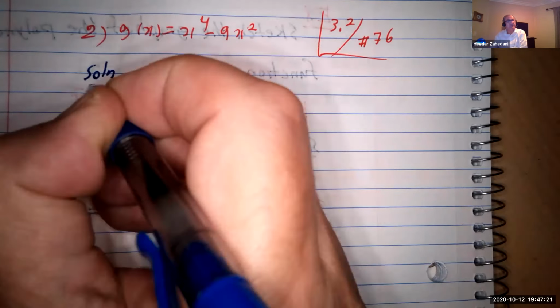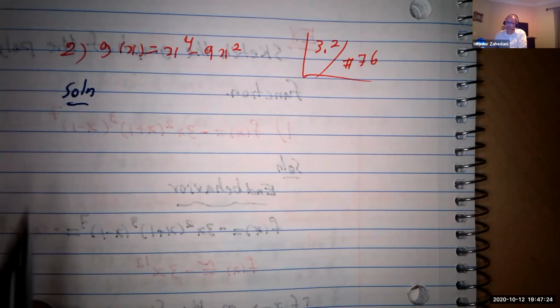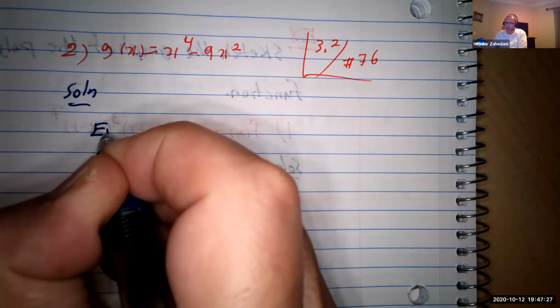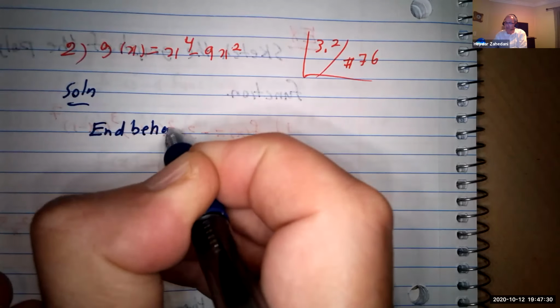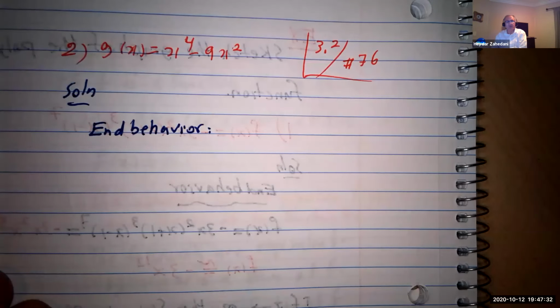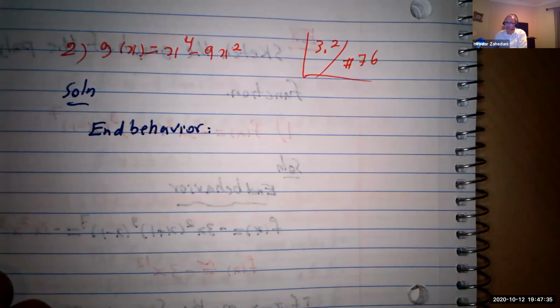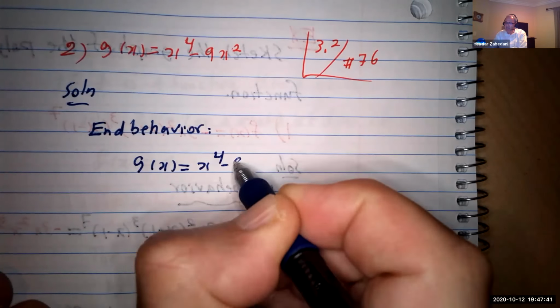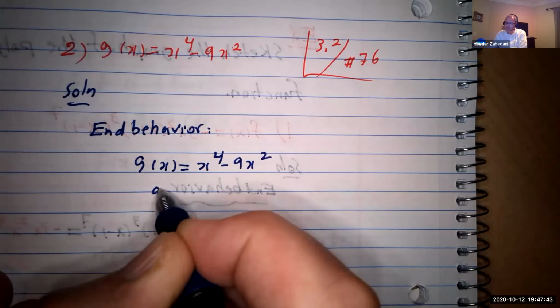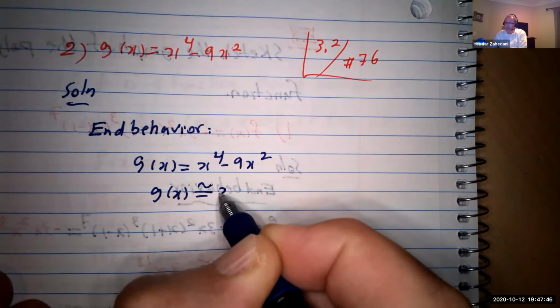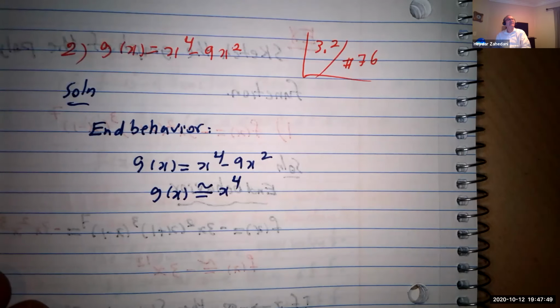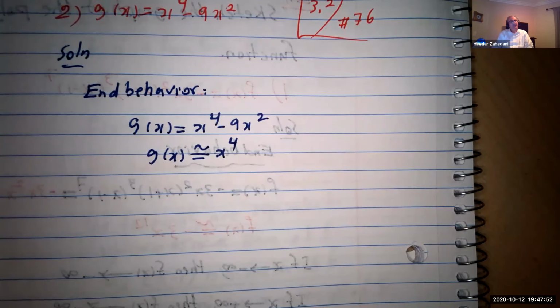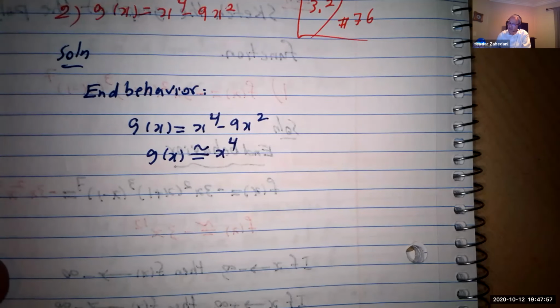So again, two steps. You can go with the first step, which is the end behavior. In this case, it's easier. You need the leading term, which is already given to you. You have g of x, which is x to the fourth minus 9x squared, so you simply shrink it to the leading term, x to the fourth. Now we check the infinity to see what type of graph we are going to have.